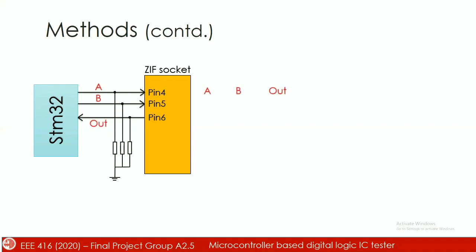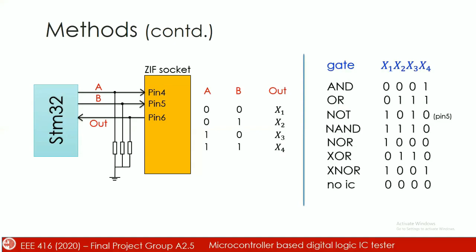If we signify each of these connections, namely A, B, and out, and provide all the possible states, we can see the output can have sequences x1, x2, x3, x4 based on the gate. For the gates, the outputs x1, x2, x3, x4 will be of this form as shown here. Notice that as the NOT gate has only one input, it will be connected to pin 5. Accordingly, the output shall be 1010. Also, with no IC, being pulled down, the sequence will be 0000.